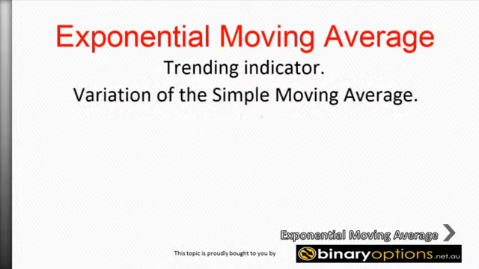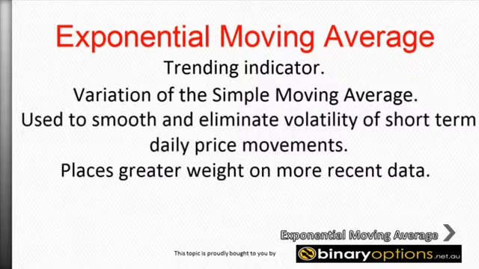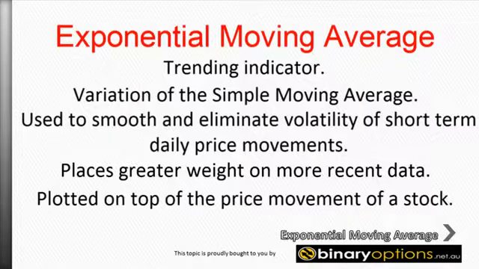The exponential moving average is a trending indicator that is a variation of the simple moving average. The EMA is a moving average which places greater weight on more recent data. To smooth and eliminate volatility of short-term daily price movements, the EMA is plotted on top of the price movement of a stock and assigns more importance to the most recent prices.